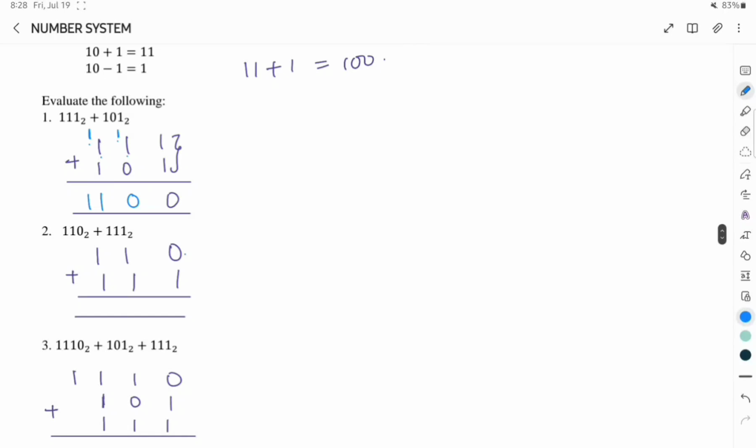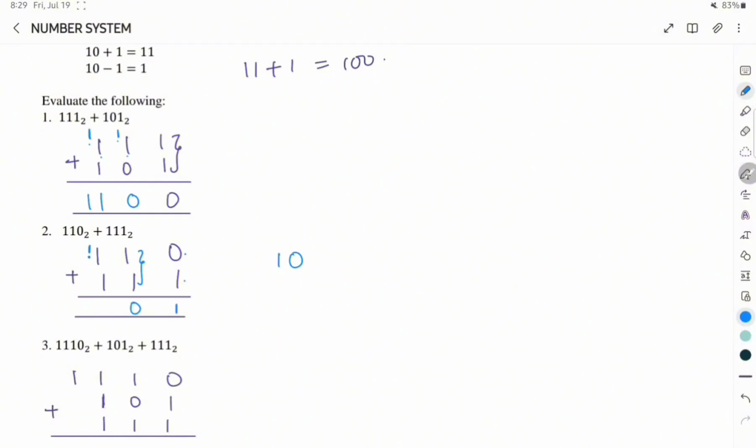Again, 0 plus 1 is 1. Now, 1 plus 1 is 10, right? We cannot write the two digits at the same time in the middle of a number. So we write the 0 by the right, right? We keep 1. So writing the 0 and keeping the 1.